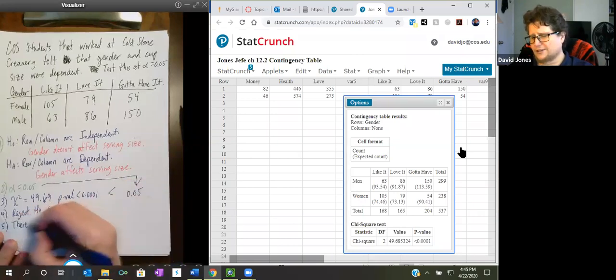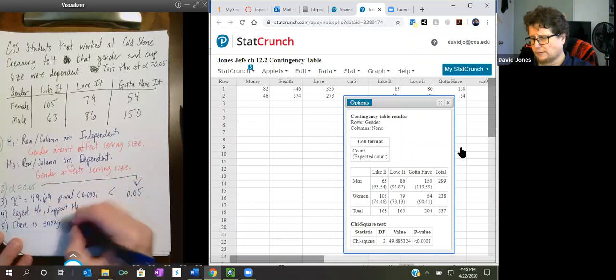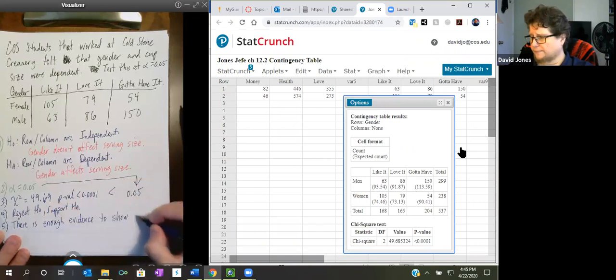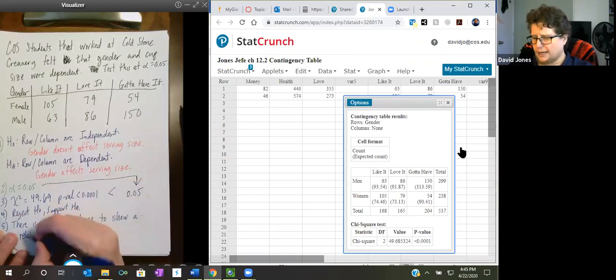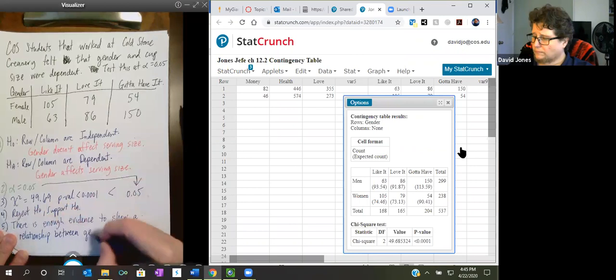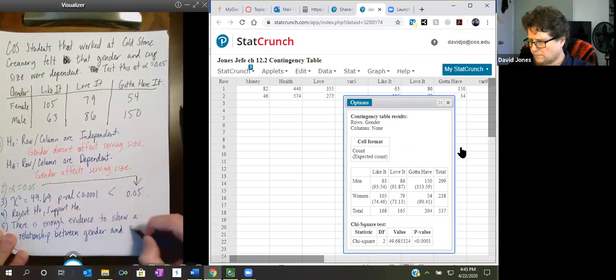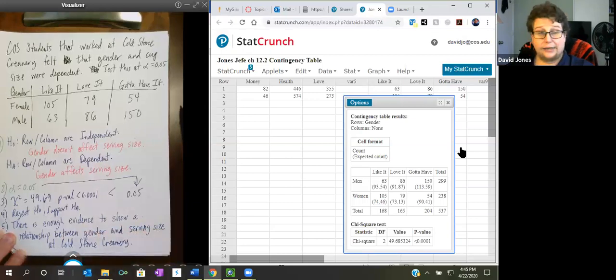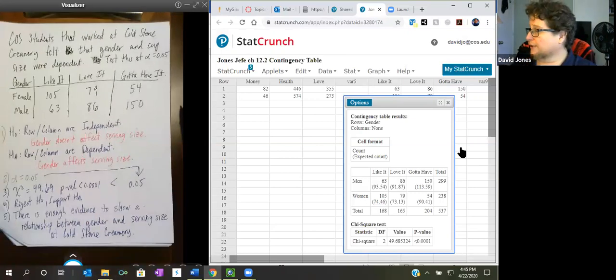There is enough evidence to show a relationship between gender and serving size at Cold Stone Creamery. Maybe it's different at Baskin Robbins. I doubt it, but they only checked one Cold Stone and it was actually only one particular one. Okay.